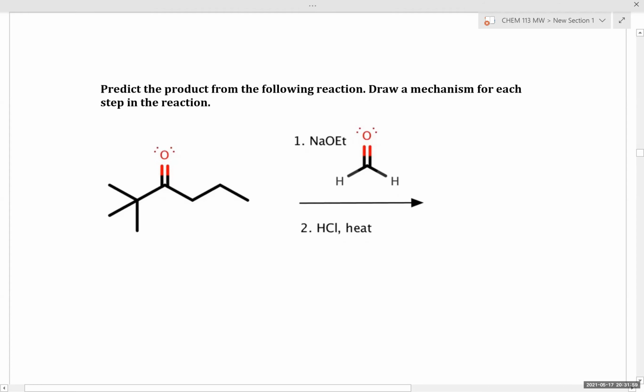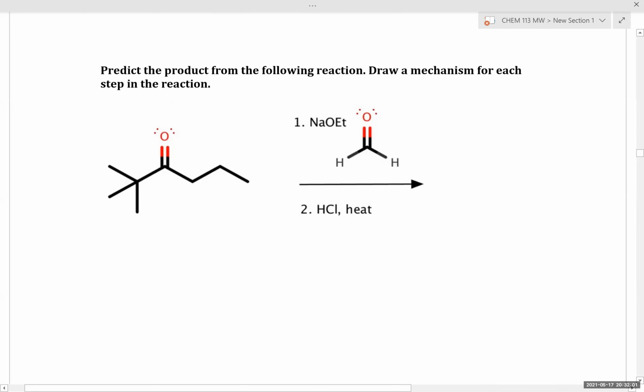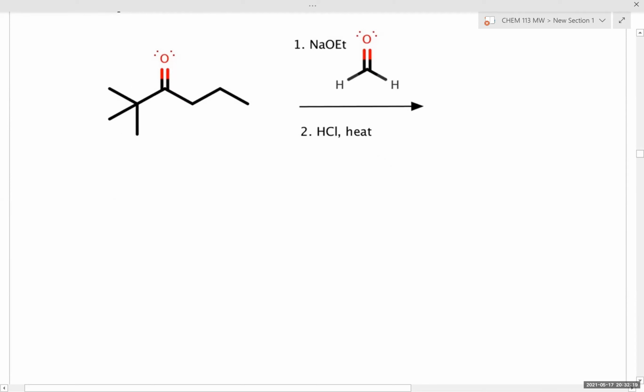Okay, so given that, if we treat this ketone with sodium ethoxide and formaldehyde, what product will we observe from the first step? And then after we quench this reaction with hydrochloric acid and heat, what final product will we observe? So let's work through this example over the next 4 to 5 minutes. And then I'd like students to share their proposed responses as photos of their written work in the chat. You can share your responses verbally, or you can annotate your responses onto the class whiteboard.